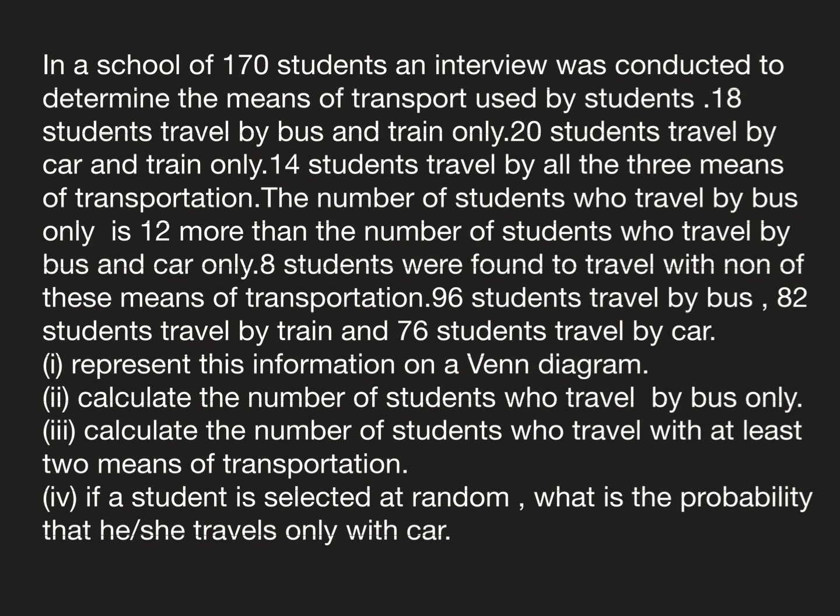The number of students who travel by bus only is 12 more than the number of students who travel by bus and car only. 8 students were found to travel with none of these means of transportation. 96 students travel by bus, 82 students travel by train, and 76 students travel by car. Question 1. Represent this information on a Venn diagram.